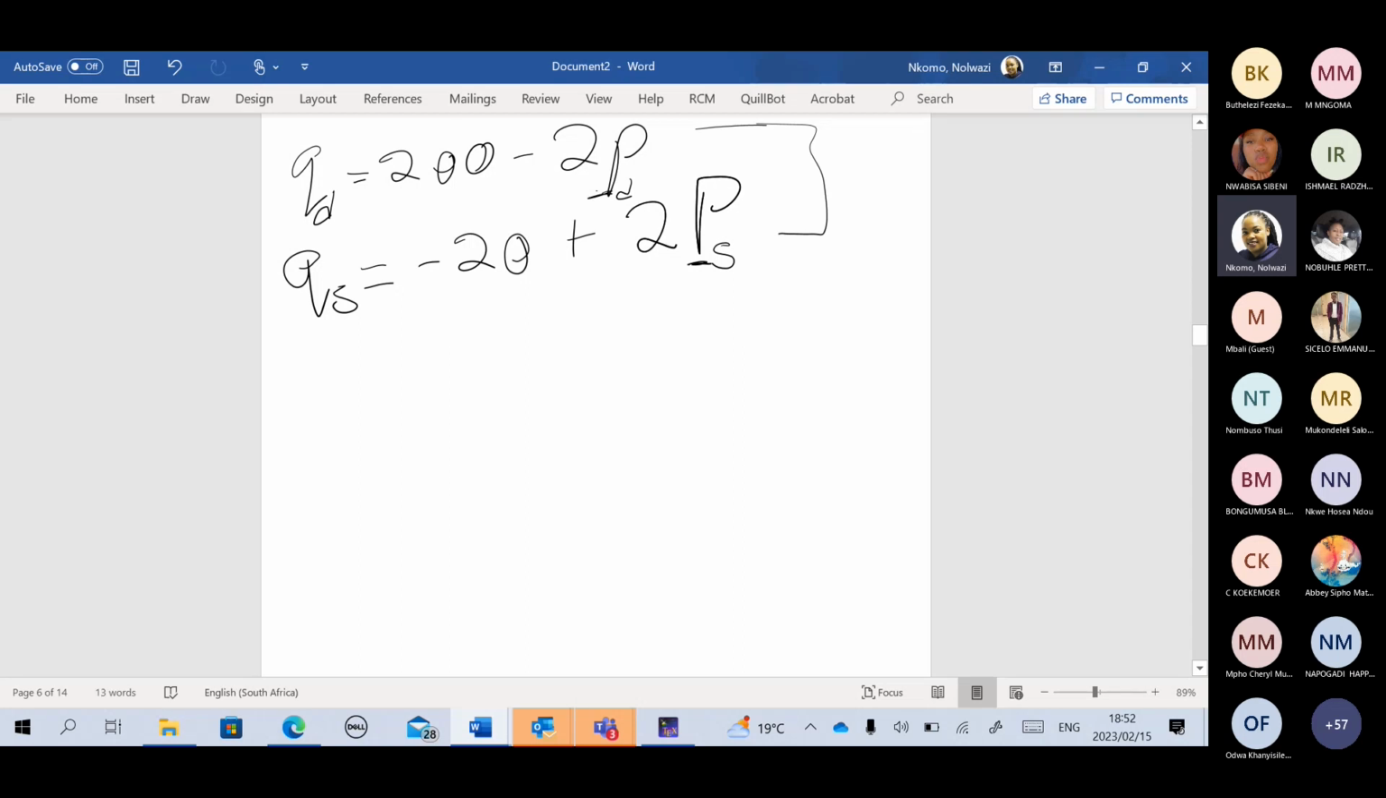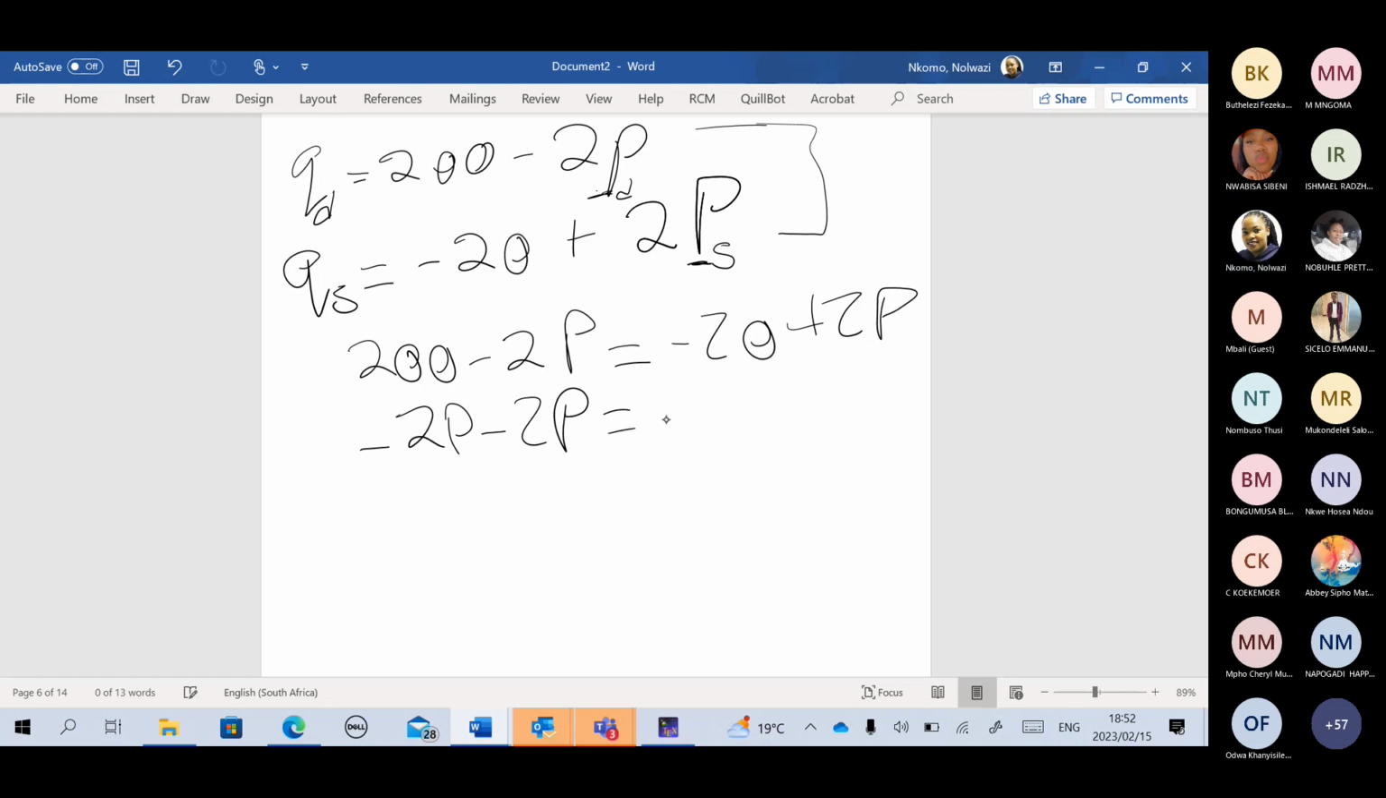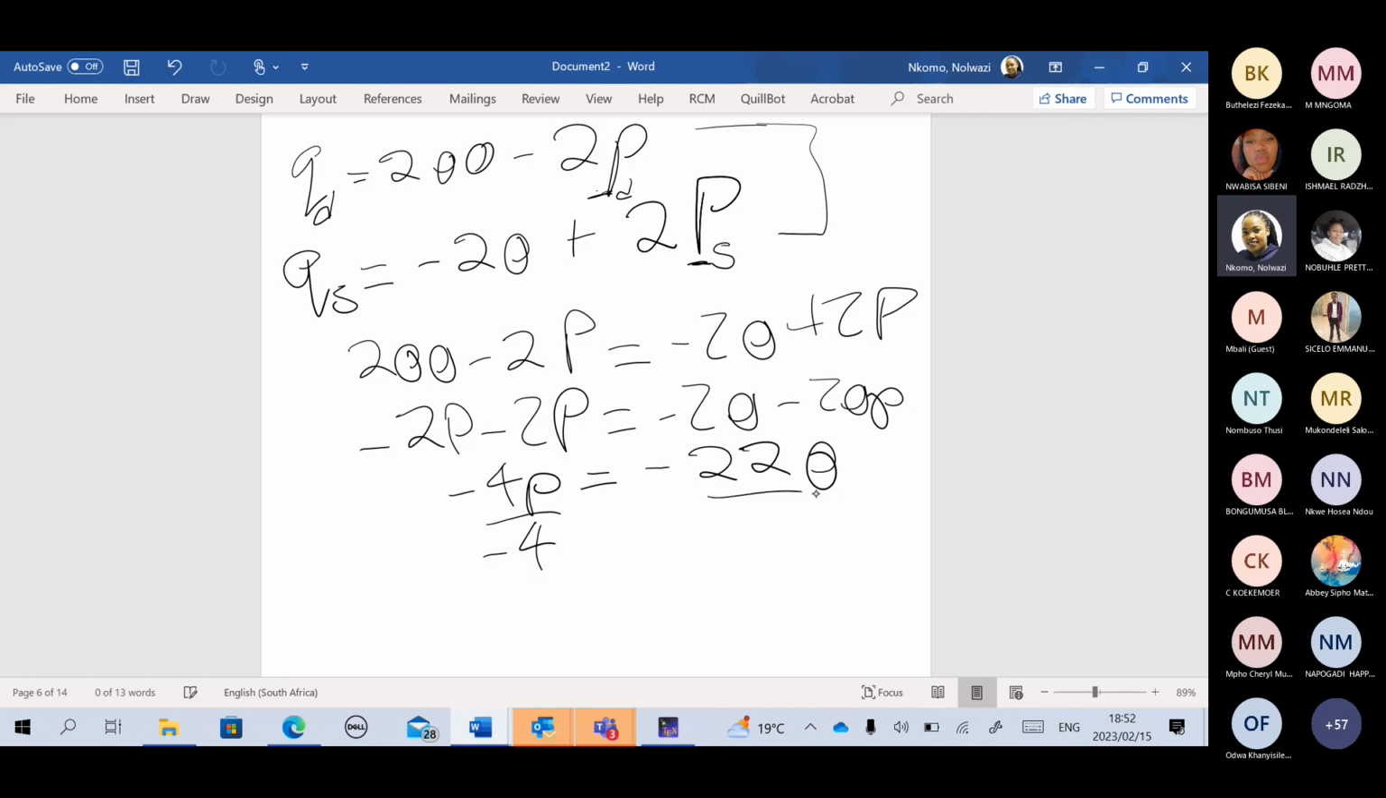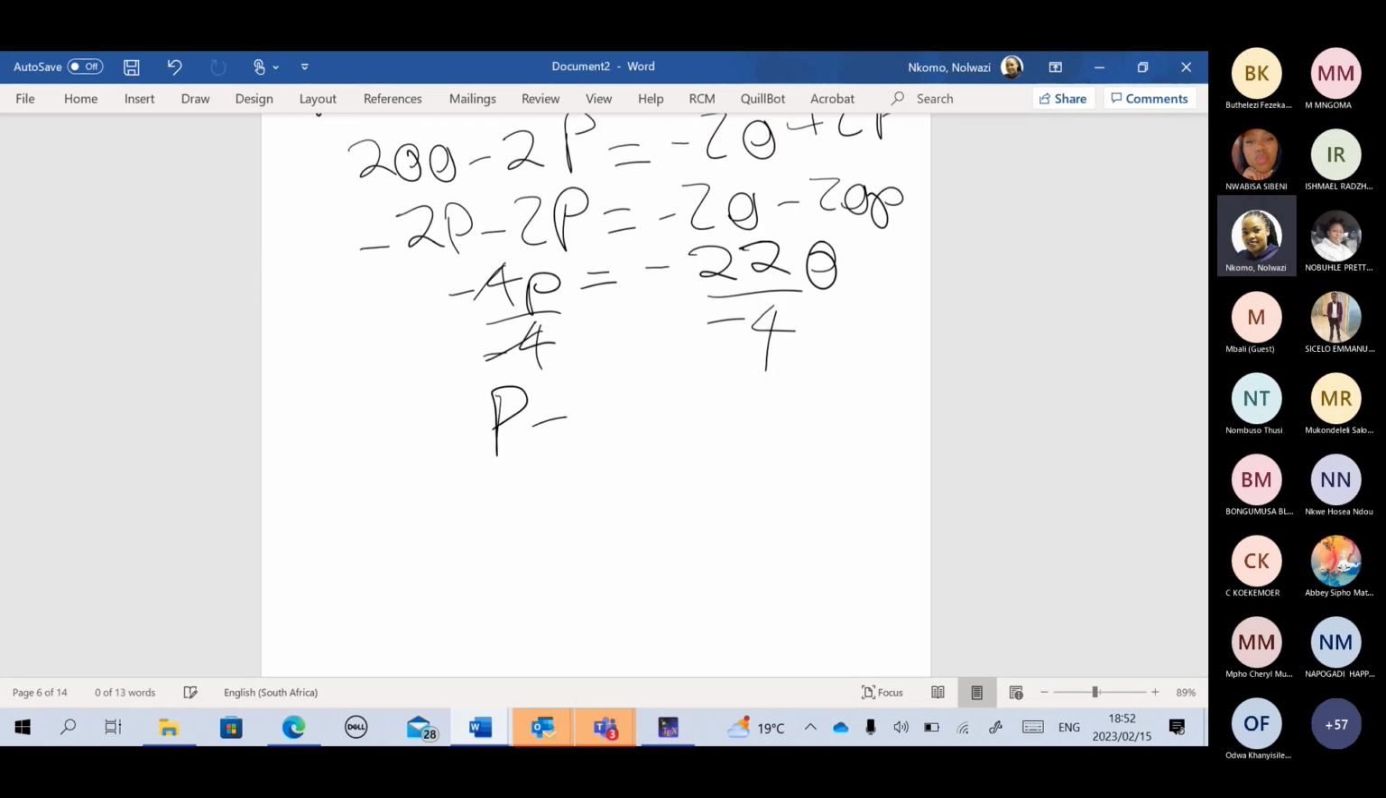Okay, and if we do that, and we equate these two, minus 2p, plus minus 20 plus 2p, we will get minus 2p equals minus 20 minus 200, minus 4p equals minus 220. But we want P, not minus 4P. So we can just divide by minus 4 on both sides. That will leave us with P, which is the equilibrium price in this case.